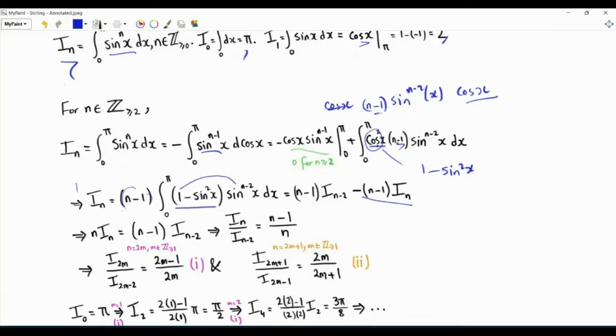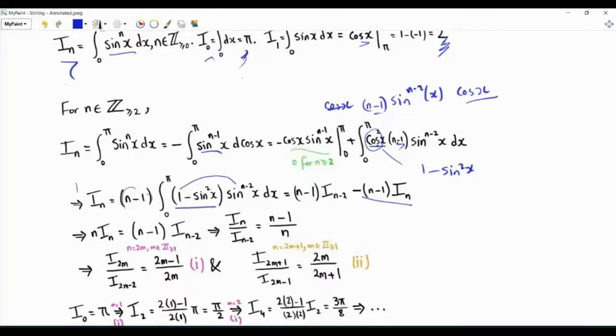It tells you that if you know I_0, and we know I_0 is equal to pi, then you can obtain I_2, basically what will happen if you are integrating sine squared, I_4, I_6, and so on. Now, if you know I_1, and we do know I_1 is equal to 2, then we can obtain I_3, I_5, I_7, and so on and so forth. So the ratio between I_n and I_(n minus 2) is n minus 1 over n.